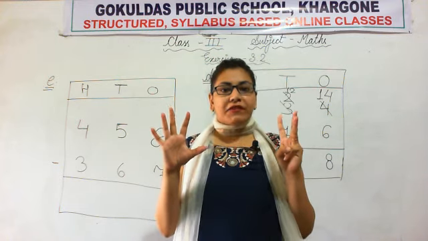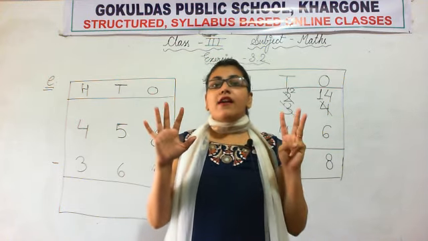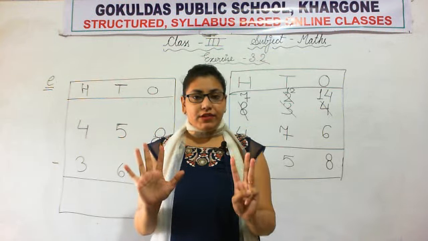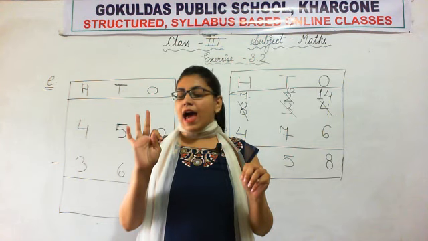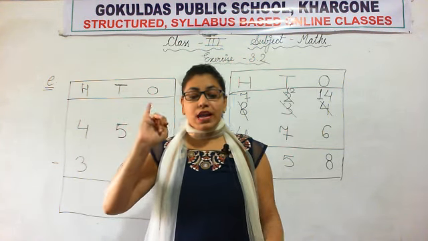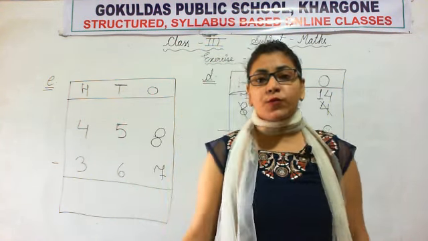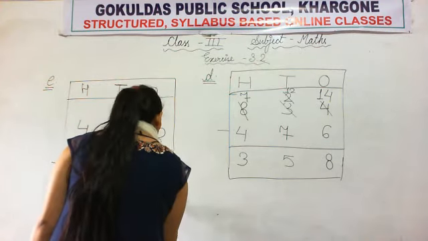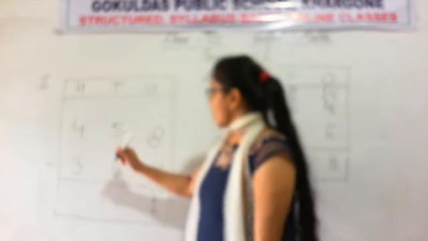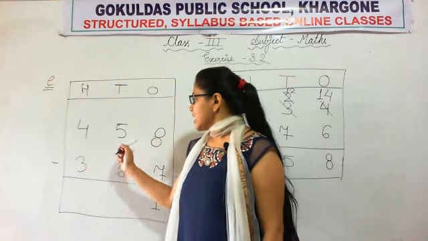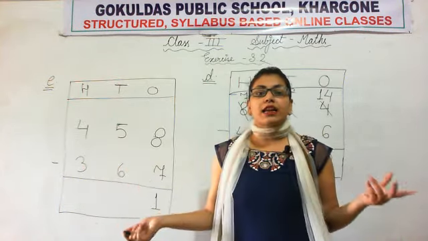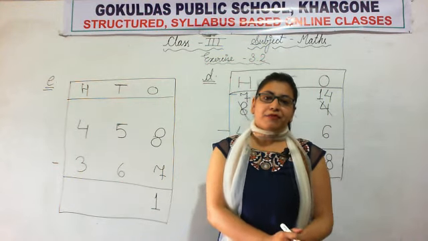Now minus 7. Minus 7 means we'll take away or remove 7 fingers. So 1, 2, 3, 4, 5, 6, 7. Only one finger left. One finger means we'll write the number 1. Very good. Now moving towards the tens column. 5 minus 6.